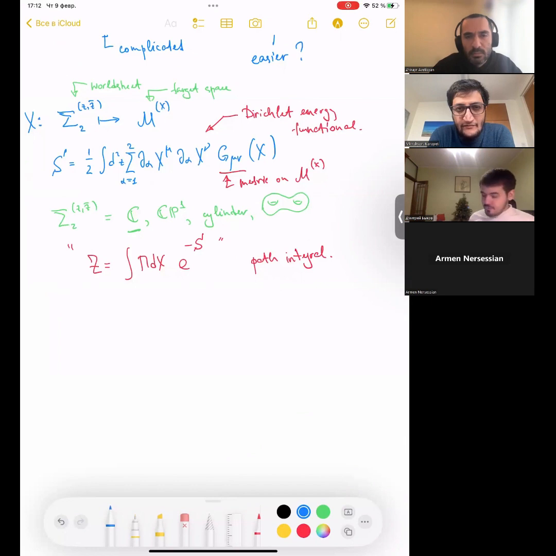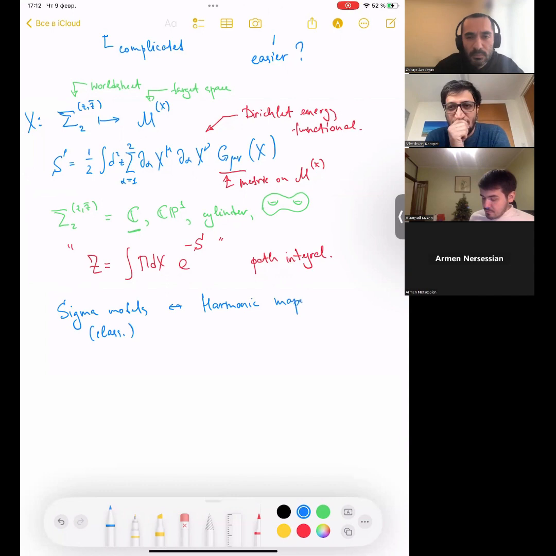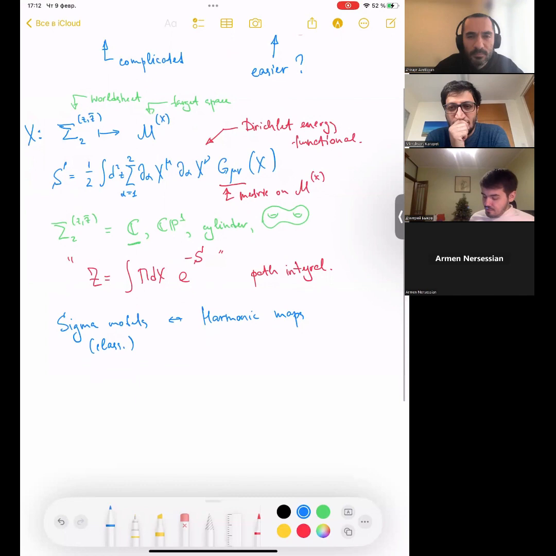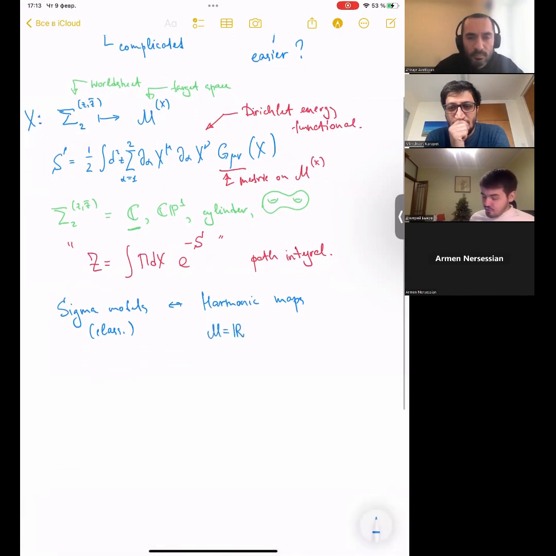So the sigma model is equivalent to, well, at least classically, the theory of harmonic maps. You can see it from the action, right? If M is just R, then your equation of motion is just the Laplacian of X is 0, right? So it's not necessarily, well, you could of course take C, you could take M to be C.